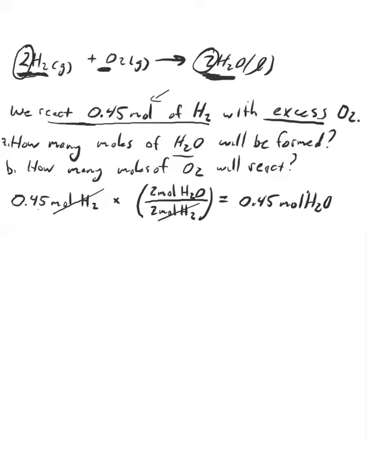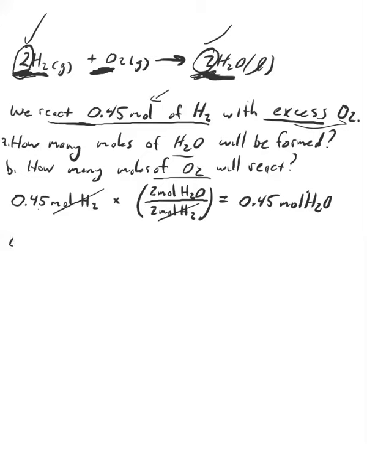Now, why is it 0.45? Well, again, it's the same number. Every time 2 of these react, you get 2 of those. So it's going to be the same number, okay? But what about the oxygen? Part B is how many moles of oxygen will react. Now, how much went in there? But it says it's excess, which means we put in so much oxygen that we don't even need to worry about how much we're putting in. How much of it actually reacted? Again, that's given by the balanced equation.